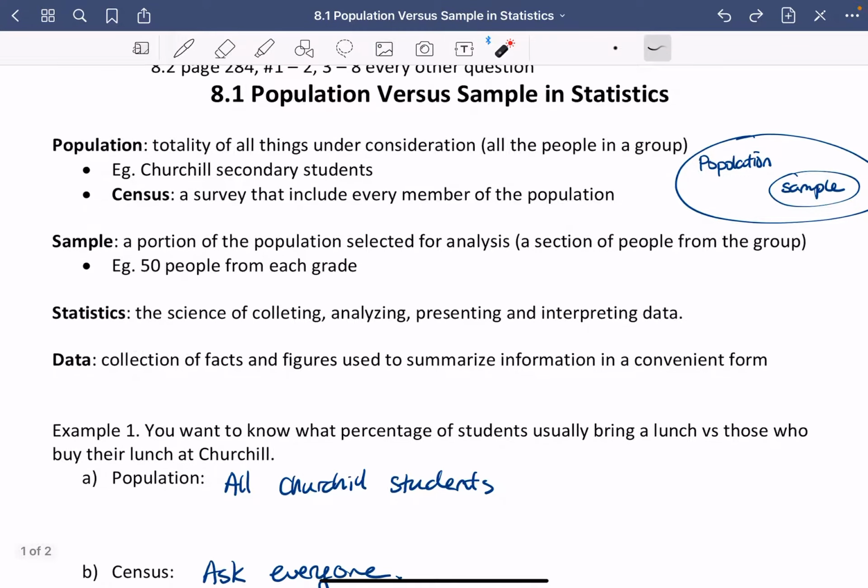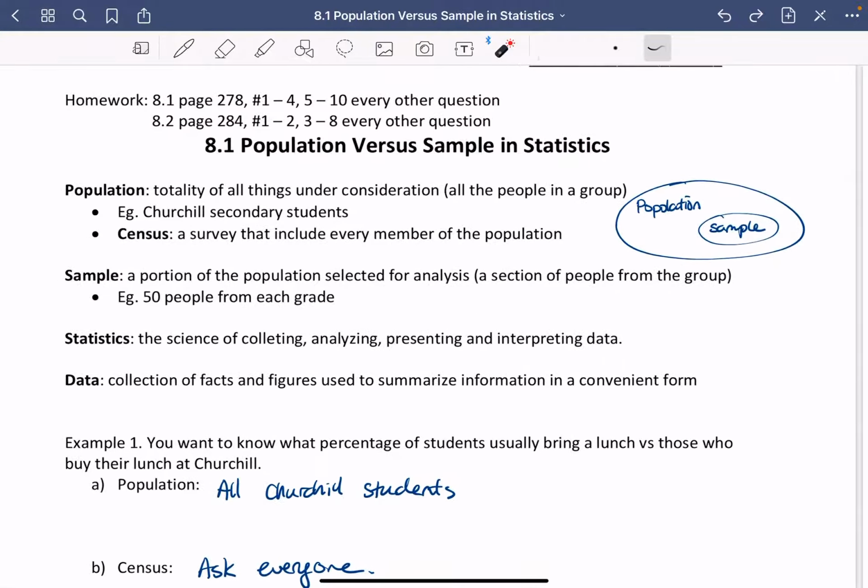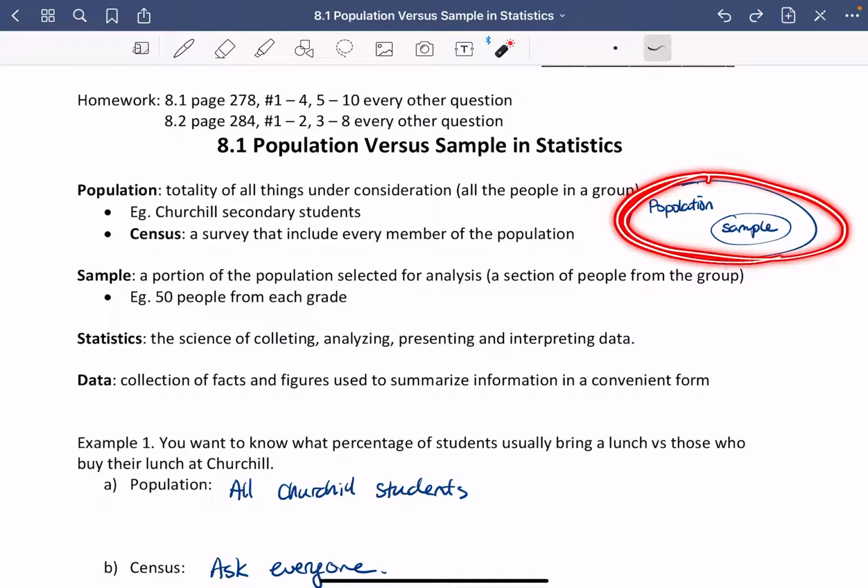Okay. Sample. Sample is a portion of the population that's been selected for analysis. So it's a selection of people from the group. So let's say, for example, you select 50 people from each grade, then that is a sample. Because instead of doing a census, instead of asking everyone in Churchill, we're only taking 50 people from each grade and asking these people. So these 50 people are called a sample. So we've got a population, and within the population, we'll select samples.